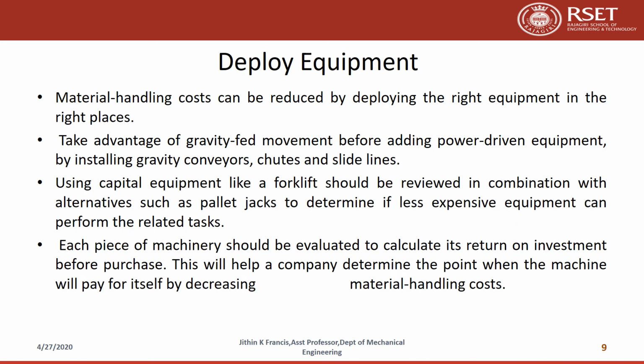Deploy equipment. Material handling cost can be reduced by deploying the right equipment in the right places. Take advantage of gravity-fed movement before adding power-driven equipment, by installing gravity conveyors, chutes and slide lines. Using capital equipment like a forklift should be reviewed in combination with alternatives such as pallet jacks to determine if less equipment can perform the related task.